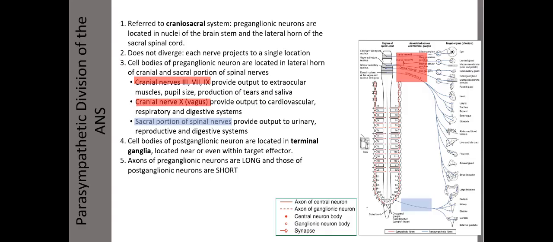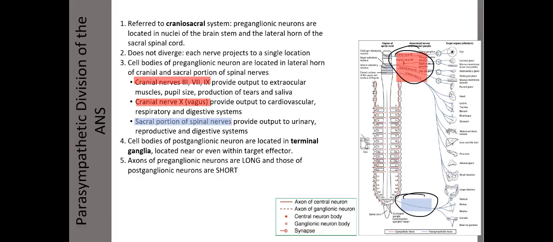So what I'm going to do now is go through what the parasympathetic division of the ANS does, and then follow on with the same thing with the sympathetic division of the ANS. As it says over here, the parasympathetic division of the ANS is sometimes referred to as the craniosacral system because it comes off from some cranial nerves as well as the sacral portion of the spinal cord.